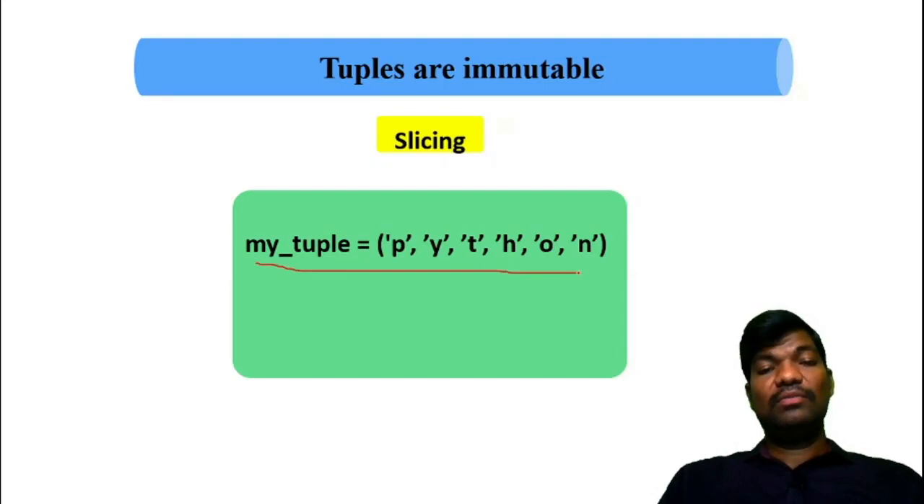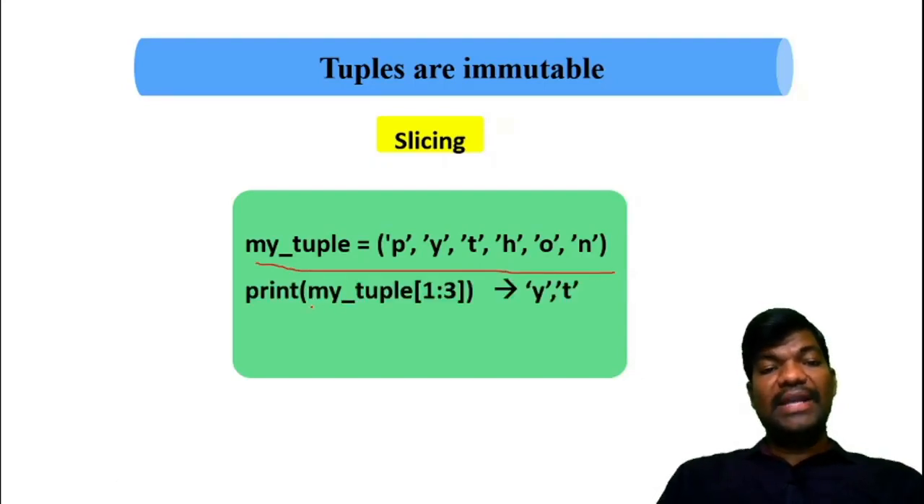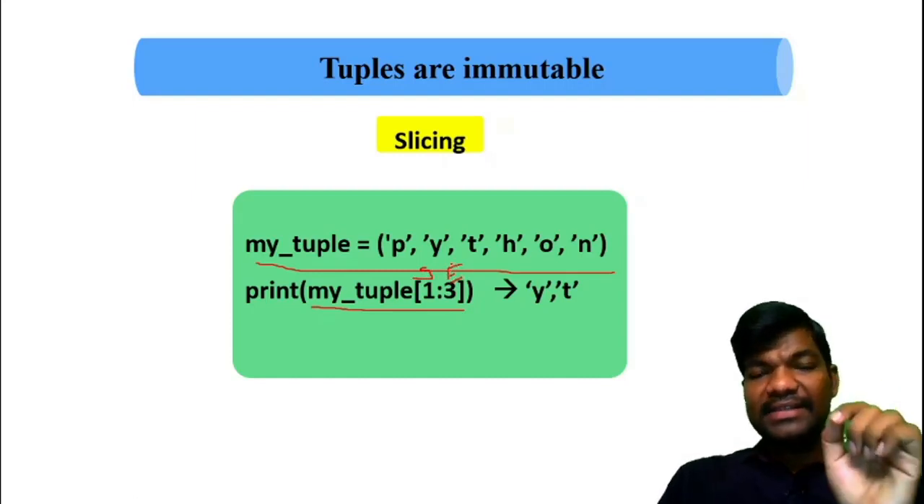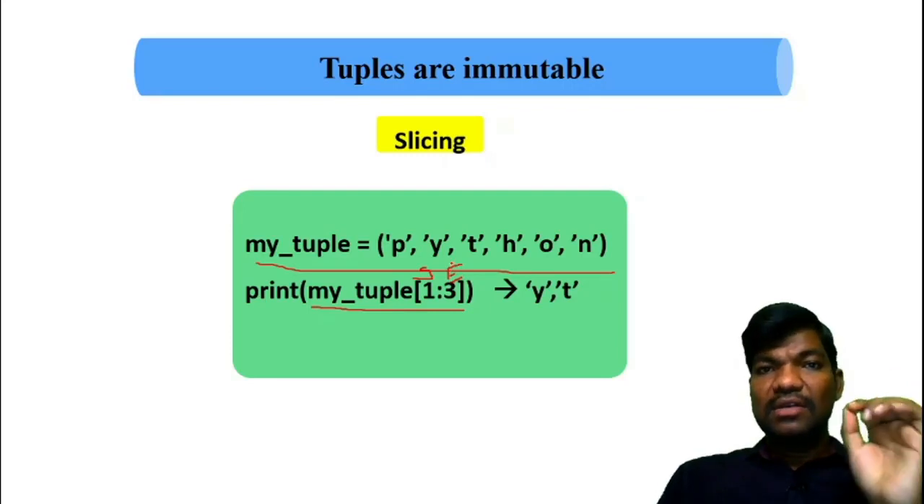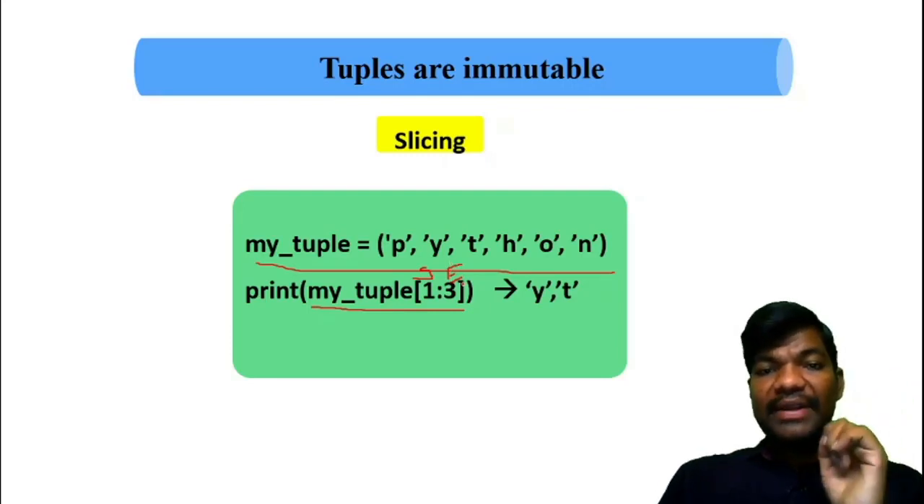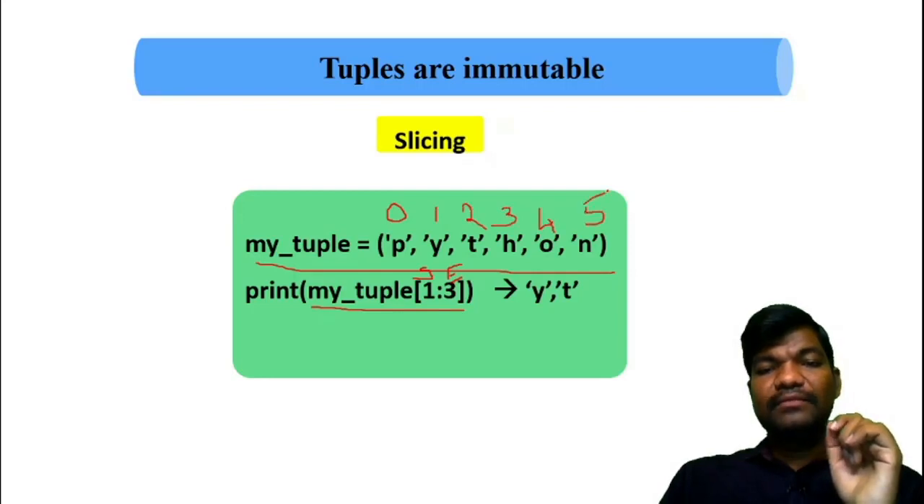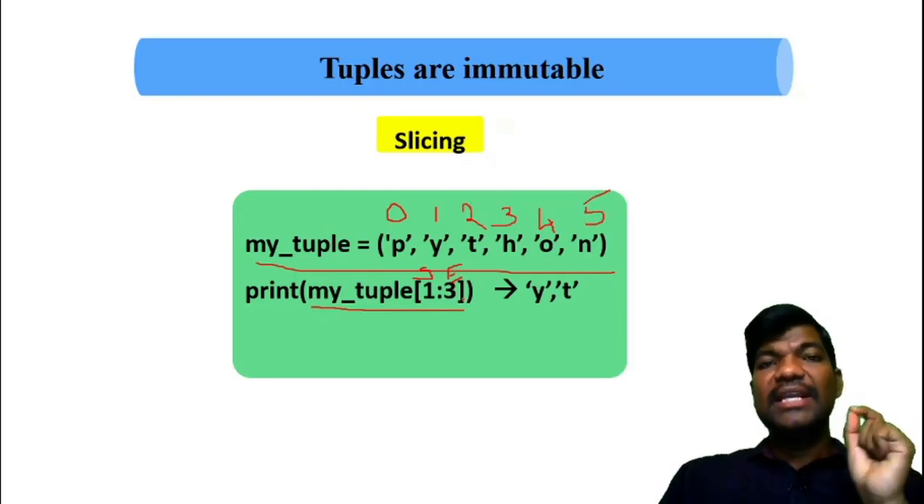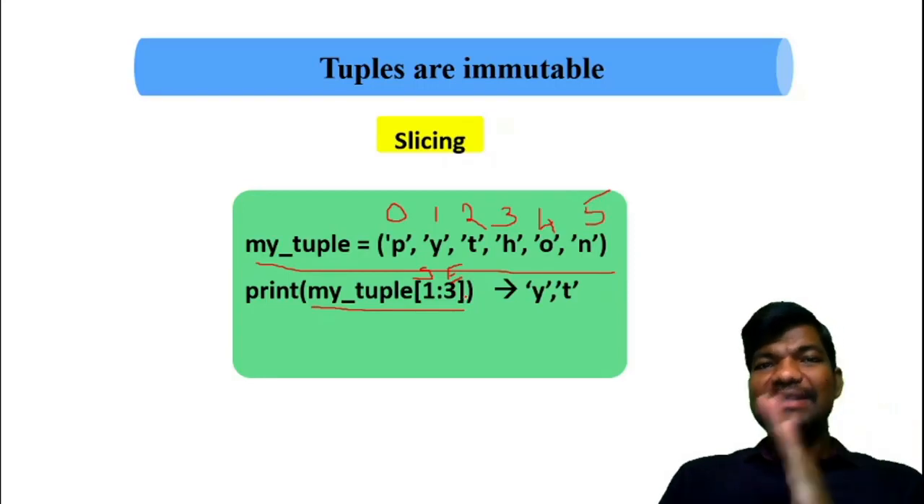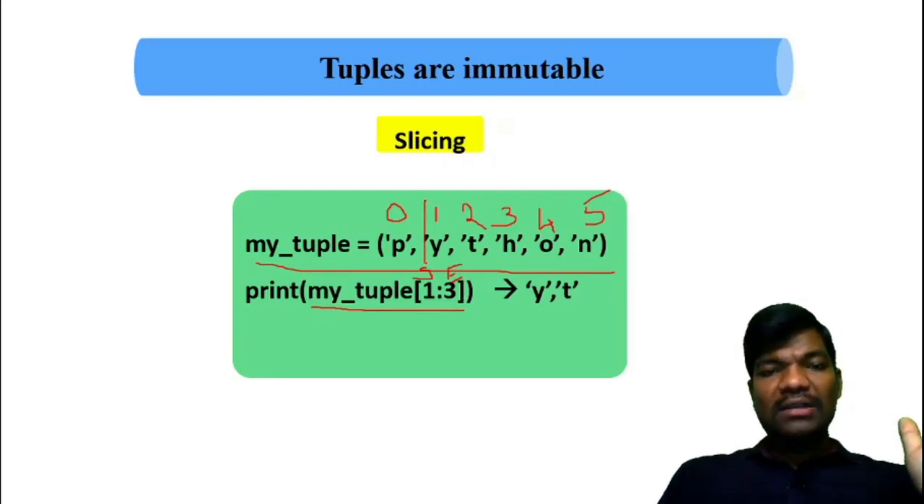Coming to slicing, consider the same example. My tuple equal to Python. My tuple of, this is the starting index, this is the end index, the last index. But the last index is neglected. So that's why it will be printed from where to where. This is 0, 1, 2, 3, 4, 5. 1 colon 3 means it will print 1, 2. 3 is neglected. That's why 1, 2 is printed. So Y and T.